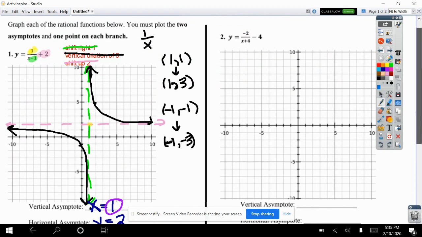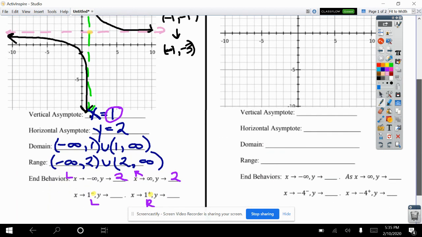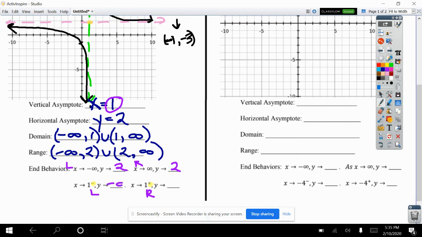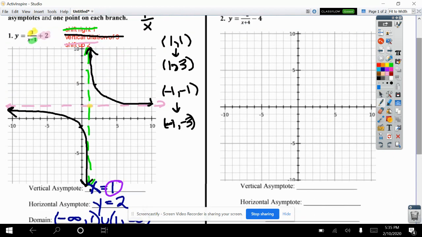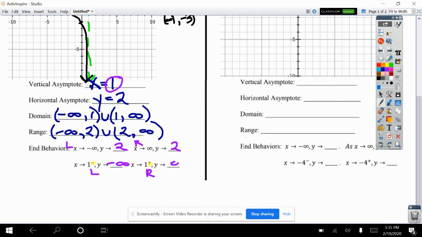So as x goes to 1 from the left, if I look at my graph on the left side of the green asymptote, my graph is going down. So my y is going to negative infinity. And then on the right side of the green line, my graph is going up. So my y is going to positive infinity.